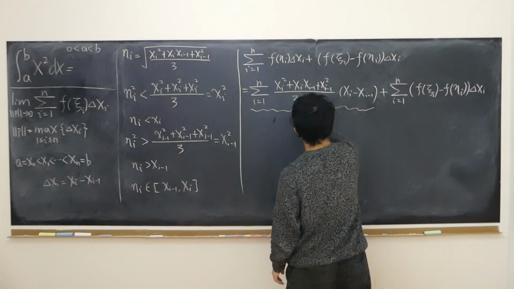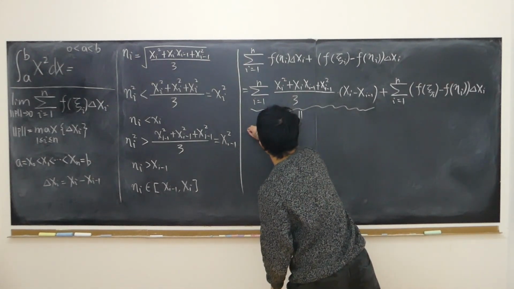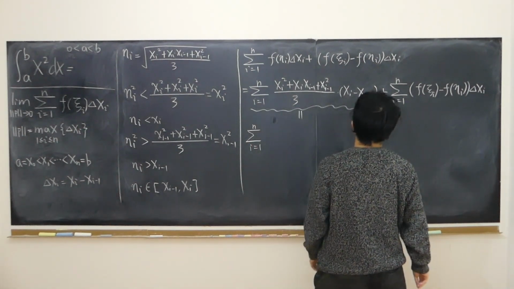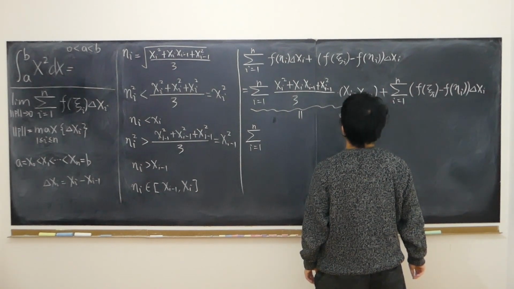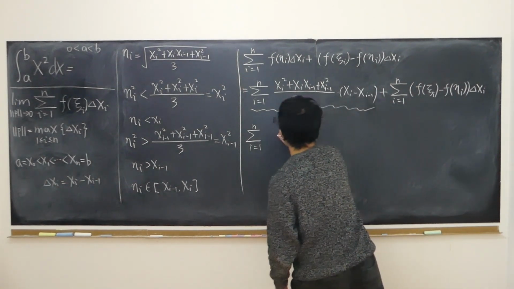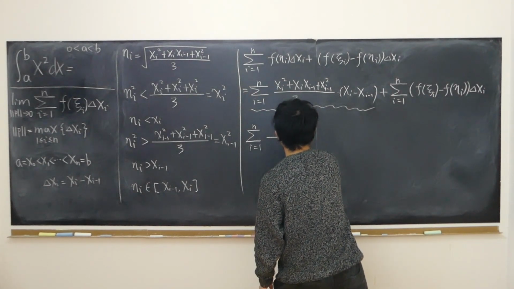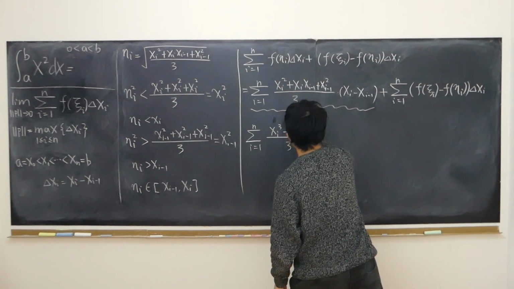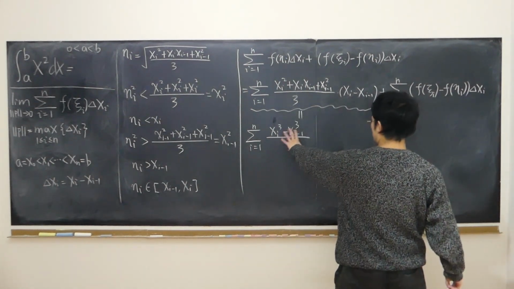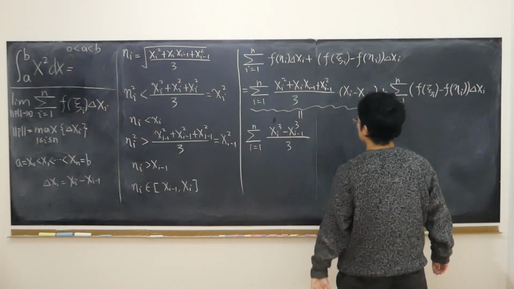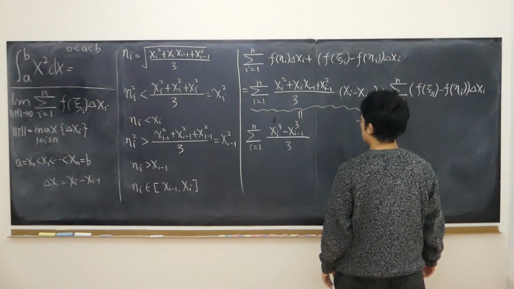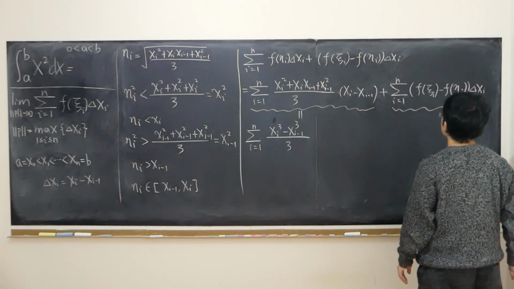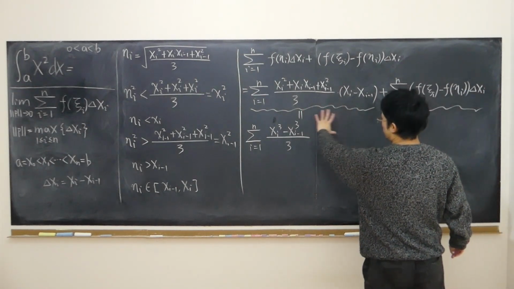actually equals sigma i from 1 to n, one third of xi cube minus xi minus 1 cube. Difference of cubes, there's a formula. And so later I'm going to analyze this. Just focus on this sum.